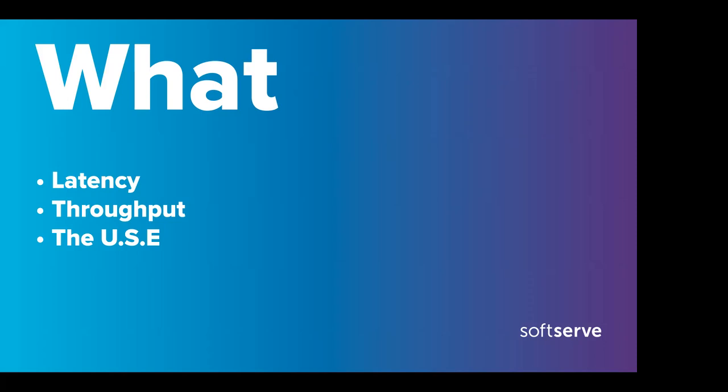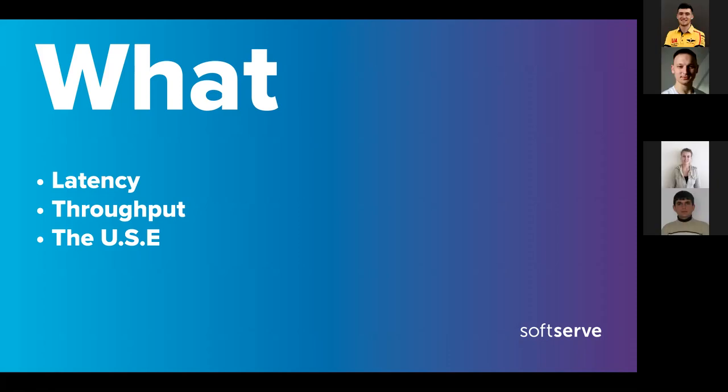The utilization is the average time that the picked resource is busy serving some work. The saturation is the degree to which that resource has extra work that it cannot serve, and very often that work is queued. And of course, errors, different types of errors. For all of that, Cassandra provides metrics that you can look at.